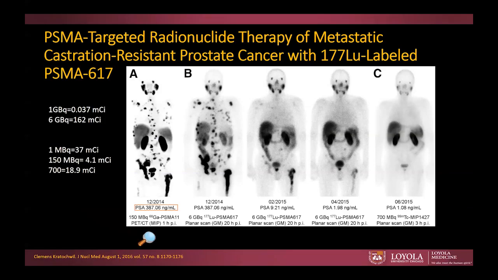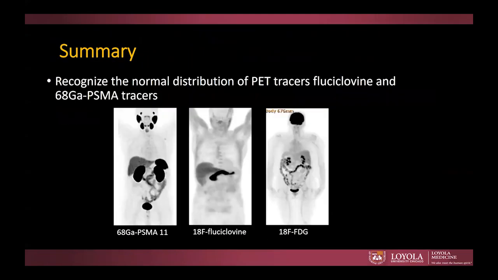You use the diagnostic agent, as I showed before, in this case gallium PSMA 11, to detect whether or not there is uptake. And clearly here you can see that there is a lot of uptake. And then you basically ablate with an ablative agent, and then you use the diagnostic agent for surveillance, as you can see here, and you can also see how nicely that helped this patient.